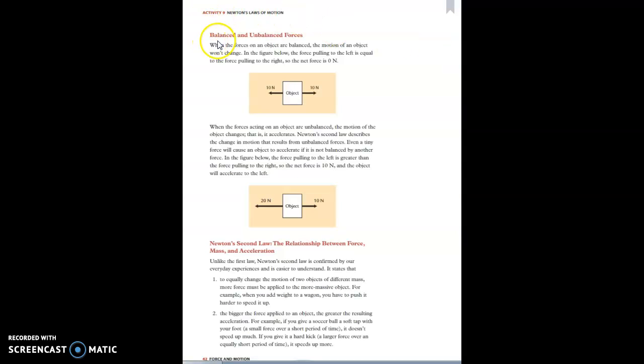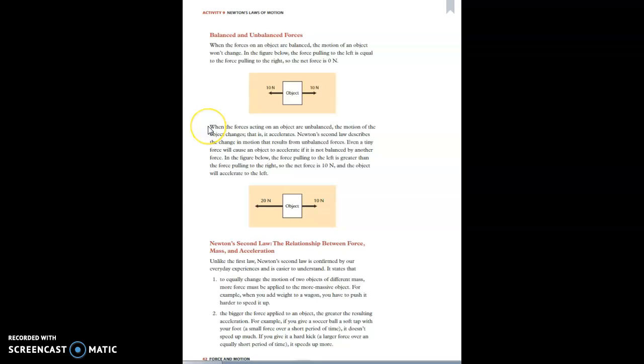Now we have a section called Balanced and Unbalanced Forces, and you'll see some pictures. Please pay attention to these. They have the arrows there to show the forces. When the forces on an object are balanced, the motion of an object won't change. In the figure below, the force pulling to the left is equal to the force pulling to the right, so the net force is 0 newtons. N stands for newtons, and net force means what's left over when you add all the forces together.